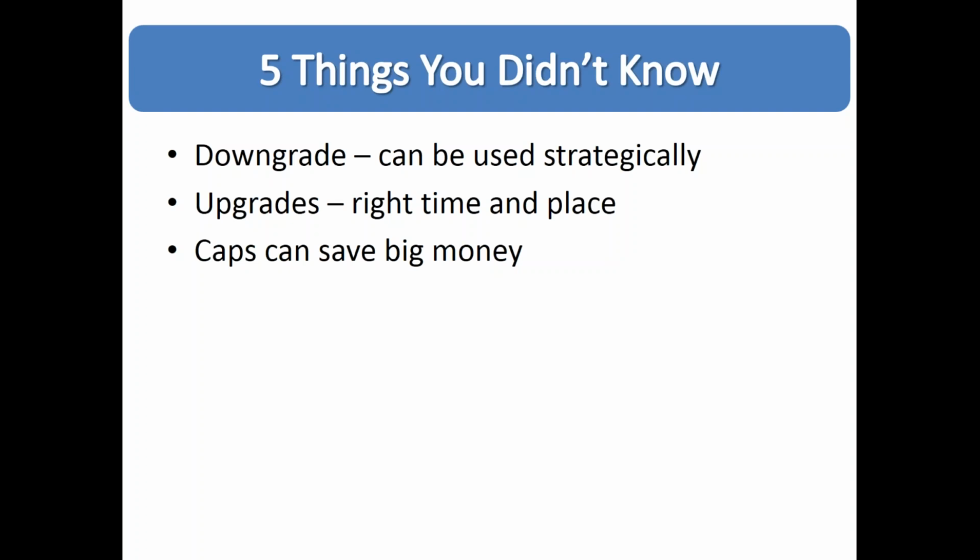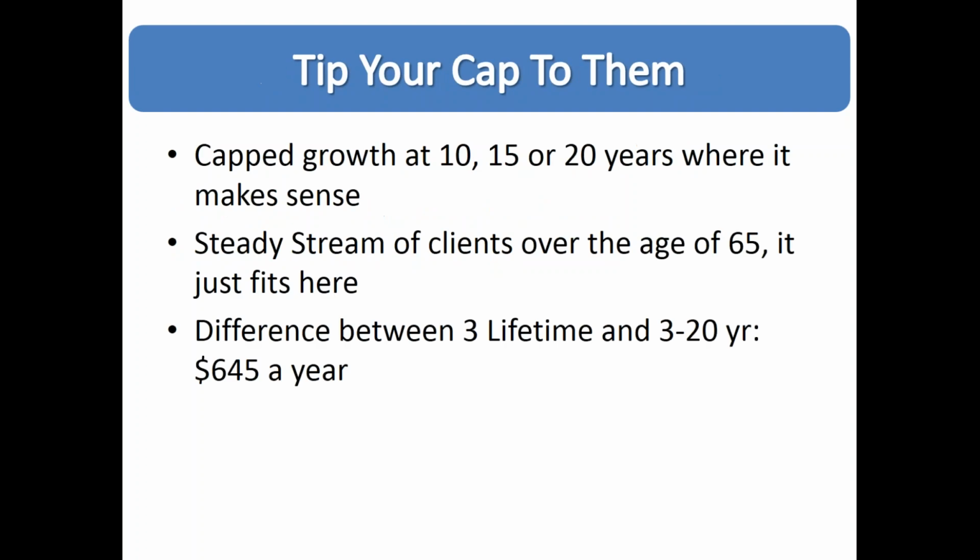Upgrades, the right place at the right time, that buy-up feature with the inflation rider. Maybe their financial picture changes in the future. They get kids out of college or whatever, and they can afford to put a little more money toward their own protection in the future. They could upgrade their inflation at that time. And then again, you can make the use of the caps to kind of save quite a bit on the premium side as well.